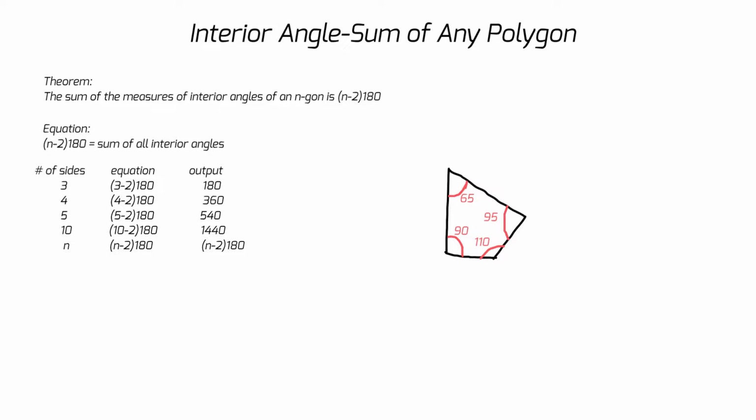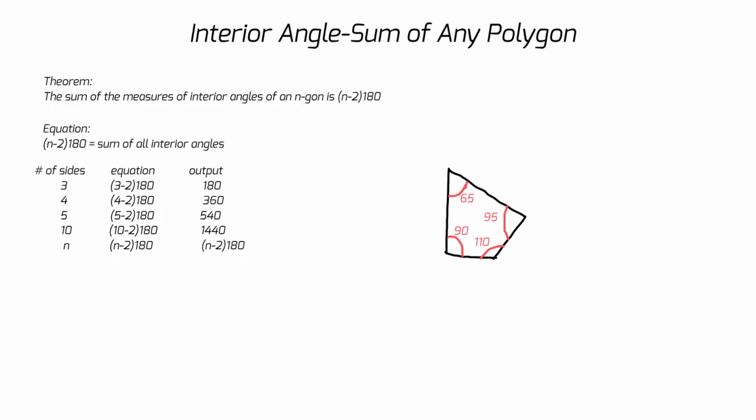Interior angle sum of any polygon. The theorem of this is the sum of the measures of interior angles of an n-gon is (n minus 2) times 180, where n is the number of sides. If we look at the equation, (n minus 2) times 180 equals the sum of all interior angles, meaning this angle, that angle, that angle, and that angle. Every single angle added up.